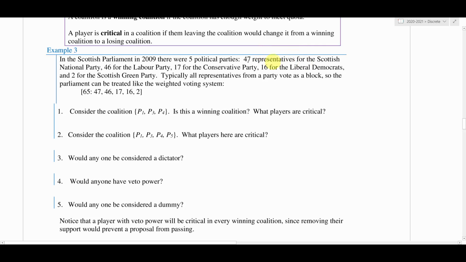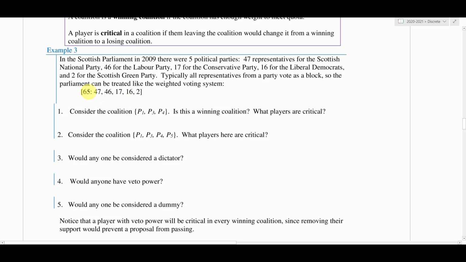All right, so they have 5 different parties, and when you're in a party together, you are agreeing to vote the same way. So they vote as a block. So the Scottish National Party has 47 votes that are all going to go the same way. The Labour Party has 46 votes that are all going to go the same way. And you start to see how this becomes a weighted voting system. So you think of the party themselves as the players, and the number of representatives becomes their weight. Okay? So this is the voting system that is being described by Scottish Parliament.